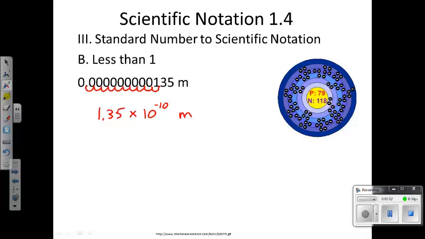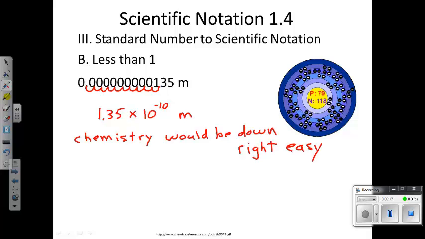I'm making it a smaller number, less than 1. Right? So if it was left up to me, chemistry would be down, right, easy. So left, up, down, right. So if I'm going to the right, the exponent goes down. If I'm going to the left, it's going to be up. So let's see how that all works out.